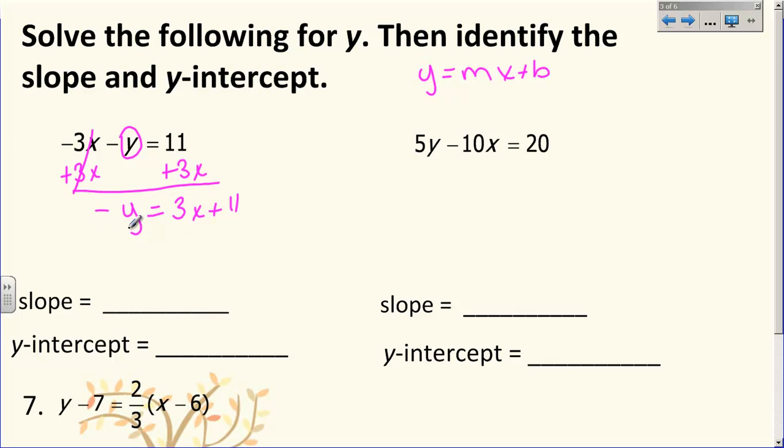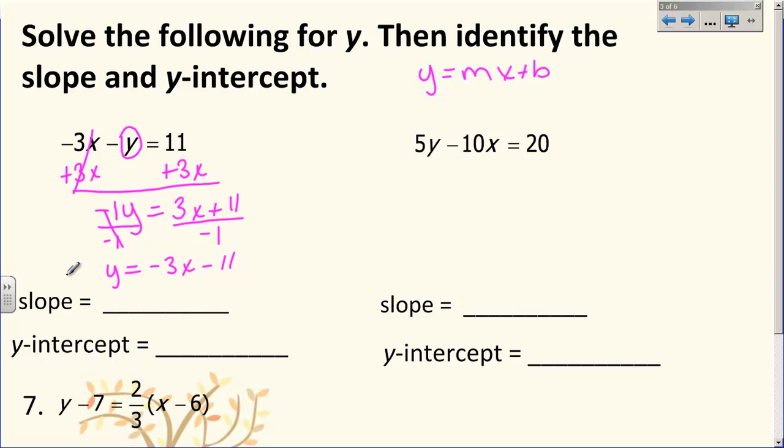Now, I don't have y by itself yet. There is a negative here, which is the same as saying I have a negative 1 in front of that y. So I have to divide by negative 1, and I have to divide all of this by negative 1. So that gives me y equals negative 3x minus 11. So here's that equation in y equals form. So it's now in slope-intercept form.